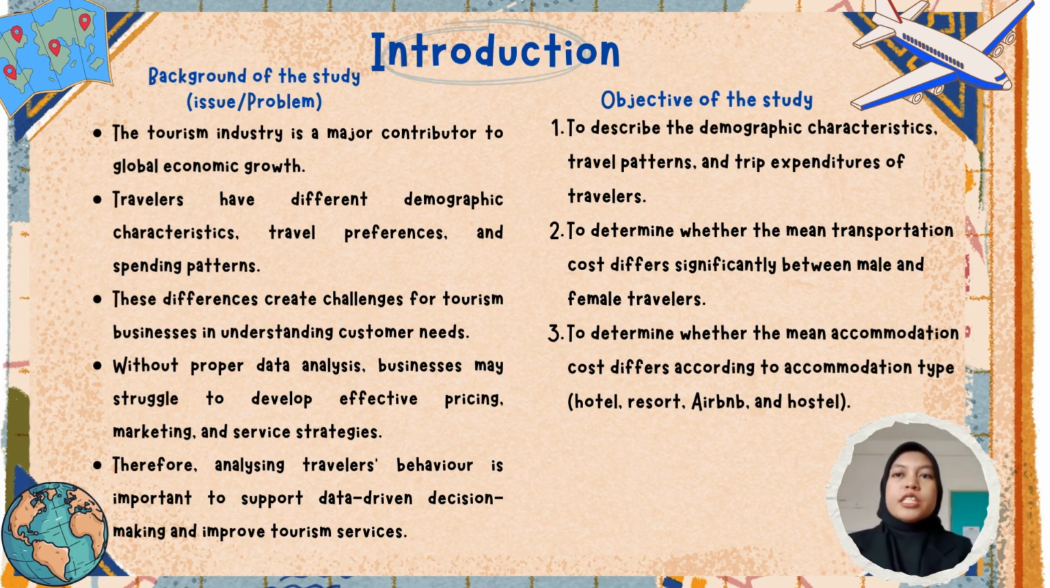This study used the traveler trip data set from Kaggle, which contained 139 traveler trip records. The data was analyzed using the IBM SPSS, and our study has three objectives. The first one is to describe the demographic characteristic, travel pattern, and trip expenditure of travelers. The second one is to determine whether the main transportation costs differ between men and female travelers. And the third one is to determine whether the main accommodation costs differ according to accommodation type. We hope the finding of this study will provide useful insight for tourism businesses and support better decision in the tourist industry.